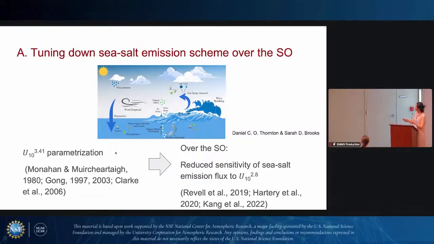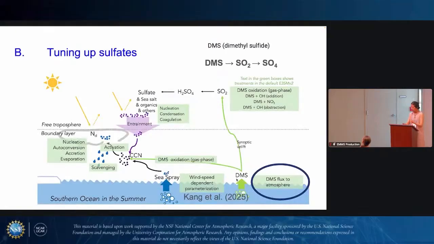In this study, I reduced the sensitivity of the sea salt emission flux to the 10-meter horizontal wind speed from its 3.4 to 2.8, based on publications using very recent in situ observations in the summer over the Southern Ocean.